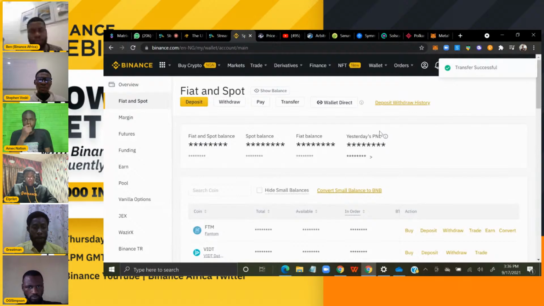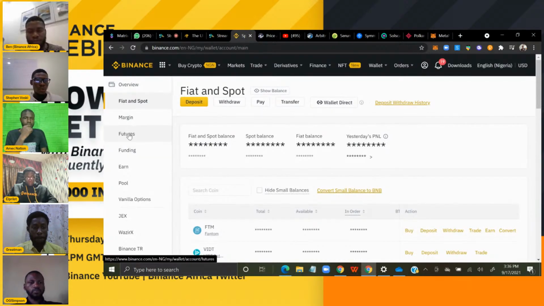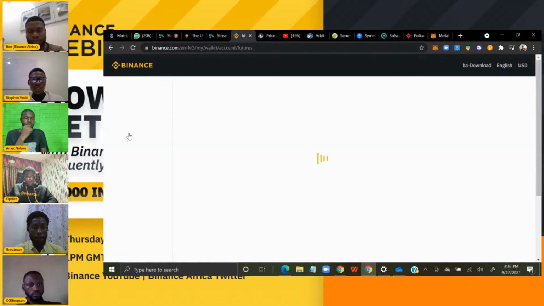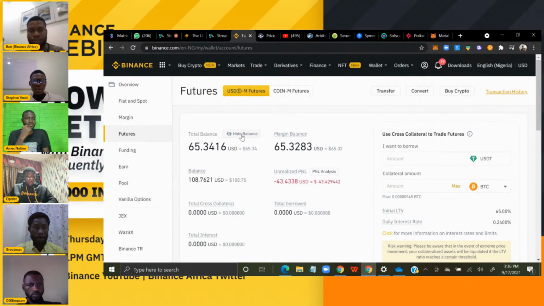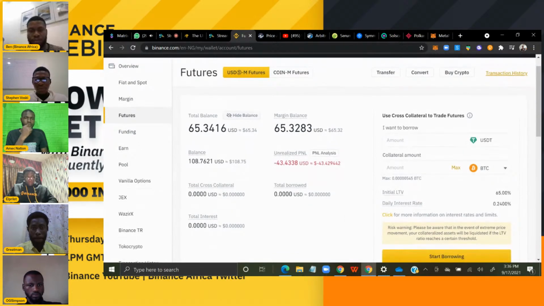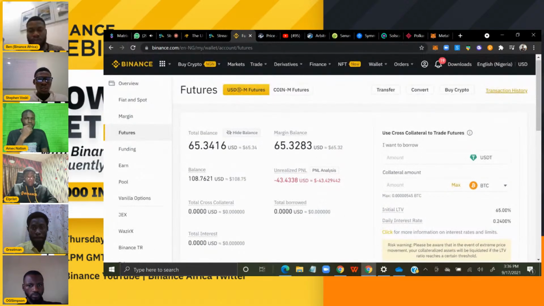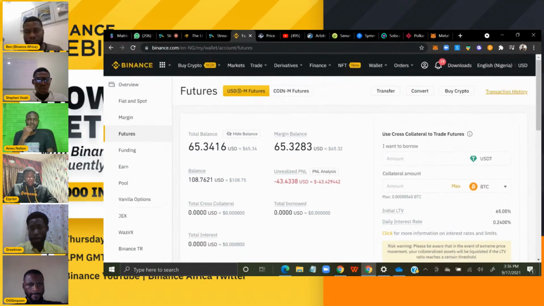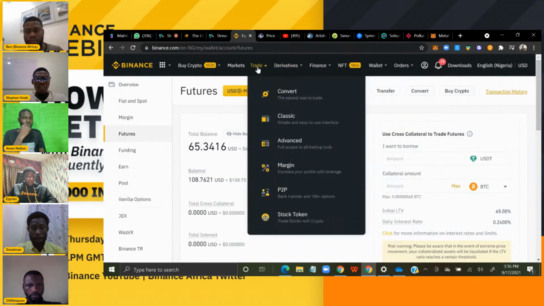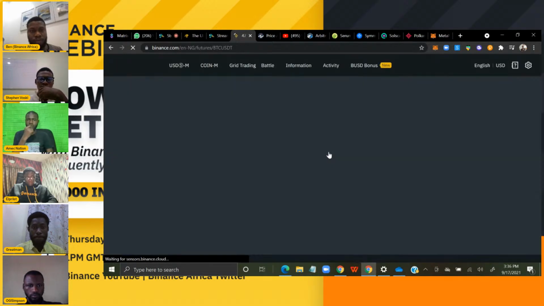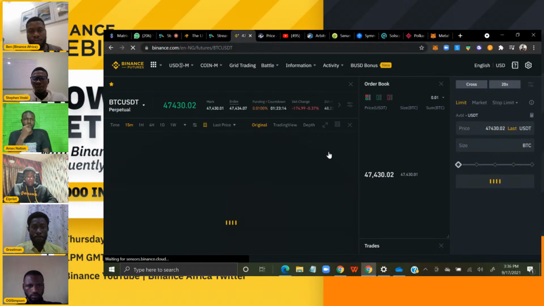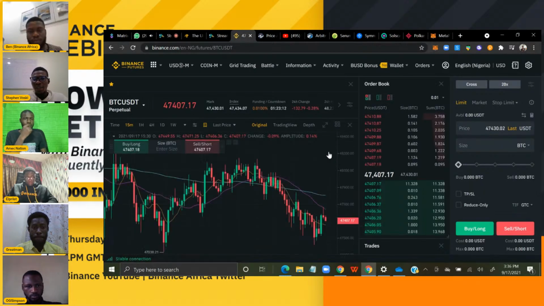You can see that I've funded my futures account. If I come to my futures section now, I will see my entire balance. I will see that USDT in my balance here. All right, so that is it about funding. Now to place a trade, you need to go back to derivatives and then go to USDM futures and start making trades.